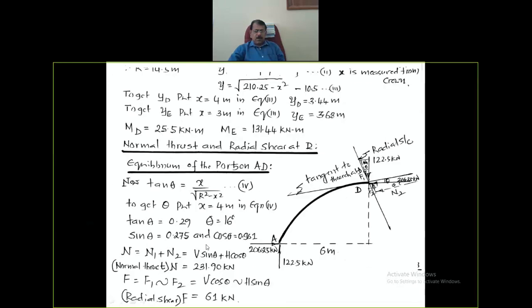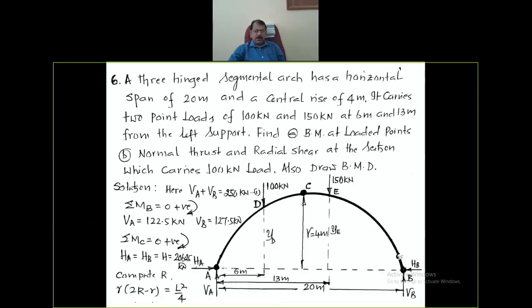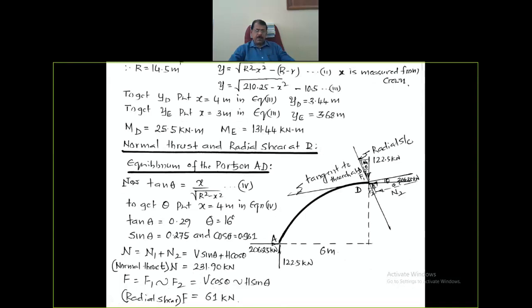After knowing the vertical components and horizontal thrust, in this case the radius of the segmental arch or circular arch is not given. All other parameters required for computing the radius of the segmental arch are given. We know the equation for calculating the radius of a segmental arch, that is r into (2R minus r) is equal to L squared by 4. Substituting L and small r here, simplify and compute the value of capital R, where capital R is the radius of the segmental arch. That value is 14.5 meter.